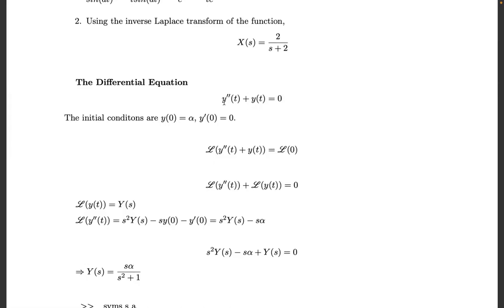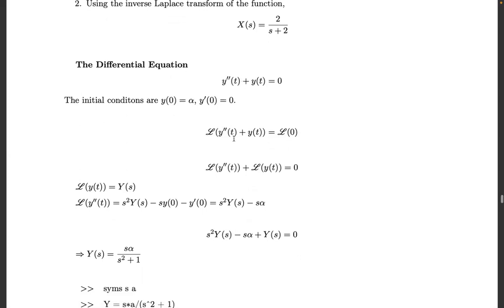Now for this one, y double prime of t plus y of t equals 0. This is the second order derivative, so for the initial conditions, second order, we need 2 initial conditions: y(0) equals alpha, y prime of 0 equals 0. This is the first order derivative.